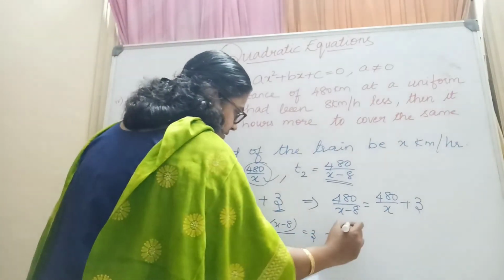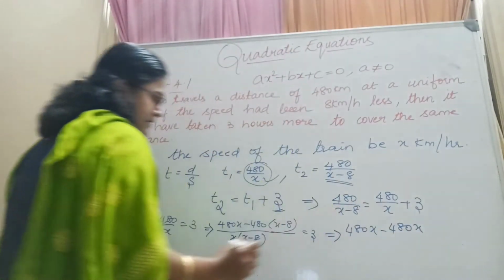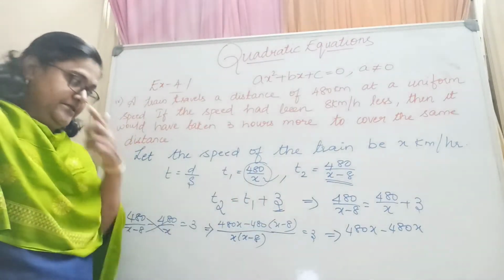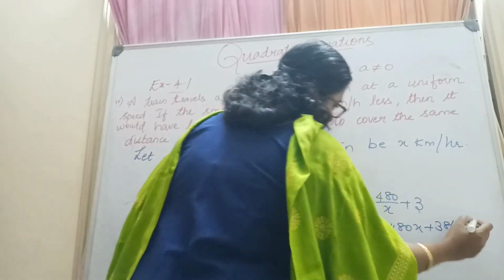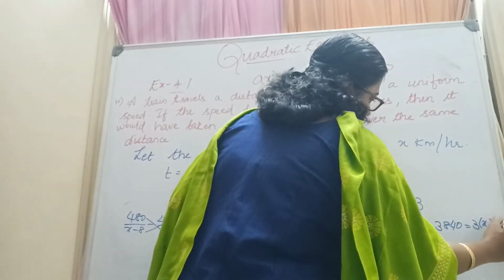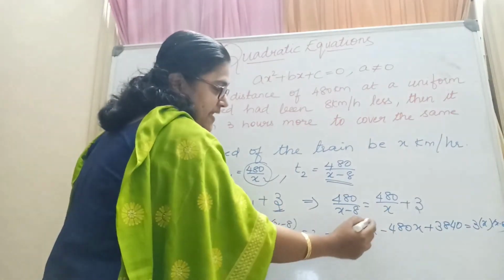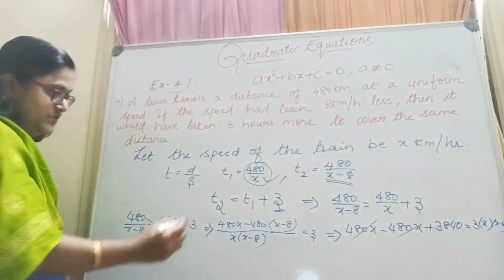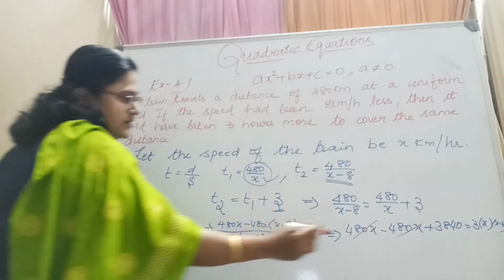480x, this implies 480x minus 480 into x is minus 480x, minus 480 into minus 8. You have to multiply minus into minus, plus. When I multiply, I get 3840 is equal to this x into x minus 8. I will bring it here. So, 3 into x into x minus 8. Okay. Now, we will further simplify this. 480x minus 480x is 0, right? Now, this becomes 3840 is equal to 3x square. 3 into x is 3x square, minus plus into minus, minus. 3 into x into 8 is 24x.